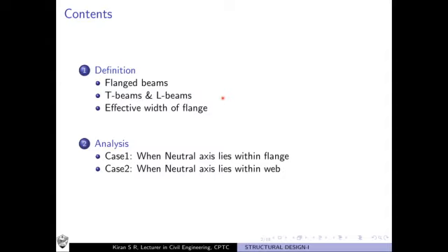So today we shall study about the definitions of flanged beams, the different types of flanged beams, the effective width of flanged beam, how do we define it, and also how to analyze the different cases associated with the design of flanged beams.